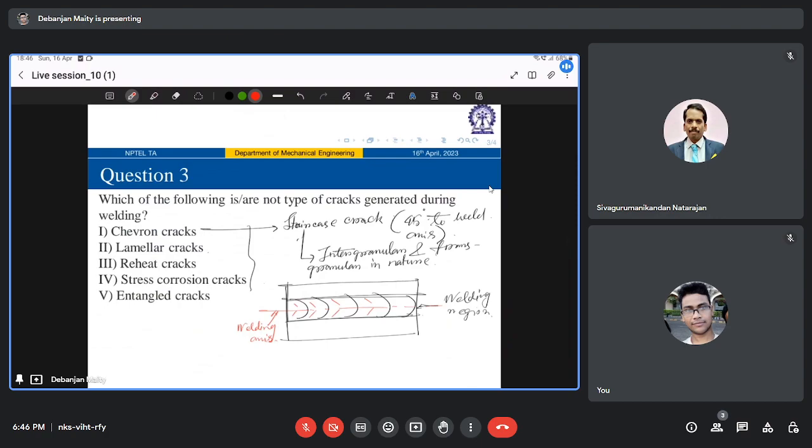Now you have these lamellar cracks, then you have reheat cracks, then you have stress corrosion cracks, and also you can have hydrogen cold cracking, correct? So we'll try to understand one by one, not in very much detail. And yeah, also there can be some liquefaction cracking happening in the heat affected zone, right? I already mentioned that. Okay, we'll try to understand one by one.